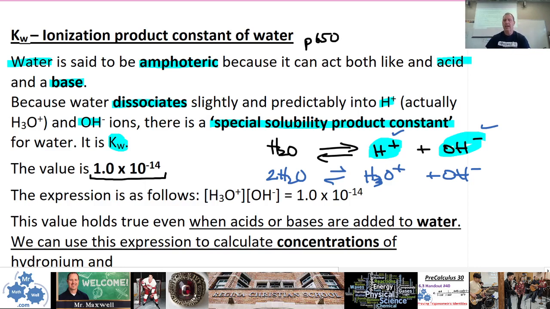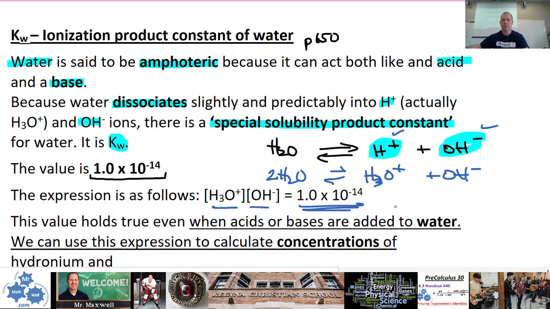And just like Ksp, it's the product of the ions to the powers of whatever the coefficients would be in the balanced equilibrium equation there. So in this case, exponent 1 on these two. If you multiply the product of their concentrations together for water, the Kw is 1 times 10 to the negative 14. So the product of these will always equal this.